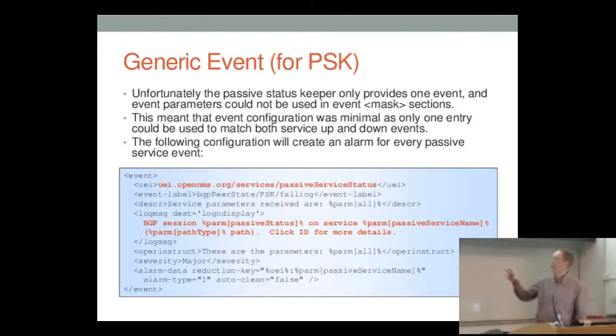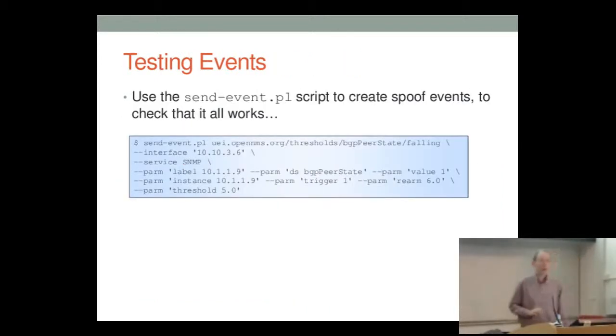Anyway, here you can see we're putting in our own log message, etc., along with some various parameters. And then to test it, to make sure that it works, we use the Perl script send-event.pl, providing it with some parameters such as which interface and which values. Using this, it's very easy to debug, but certainly to test it. You can fire off events and see what happens. Does the translator work as you expected? Does it pull the right information back from Postgres as you expected?